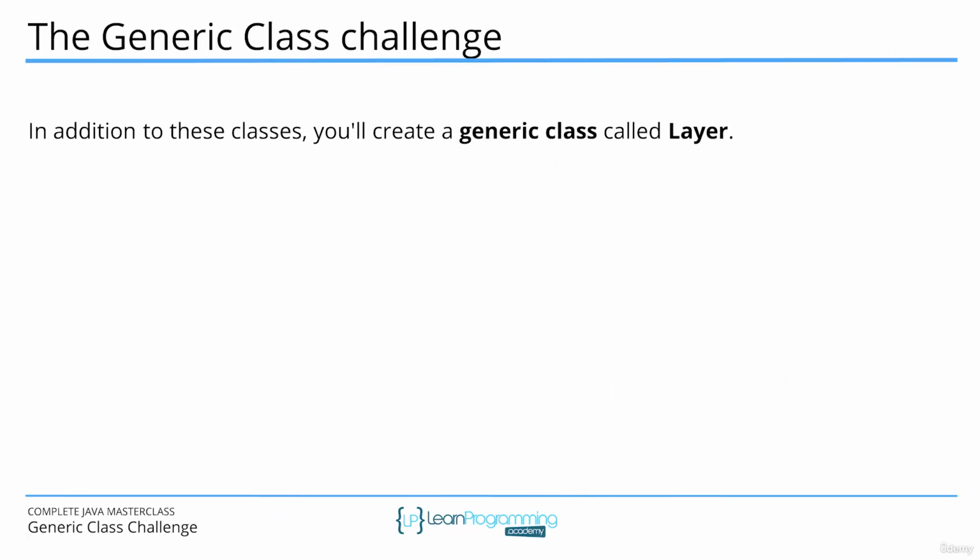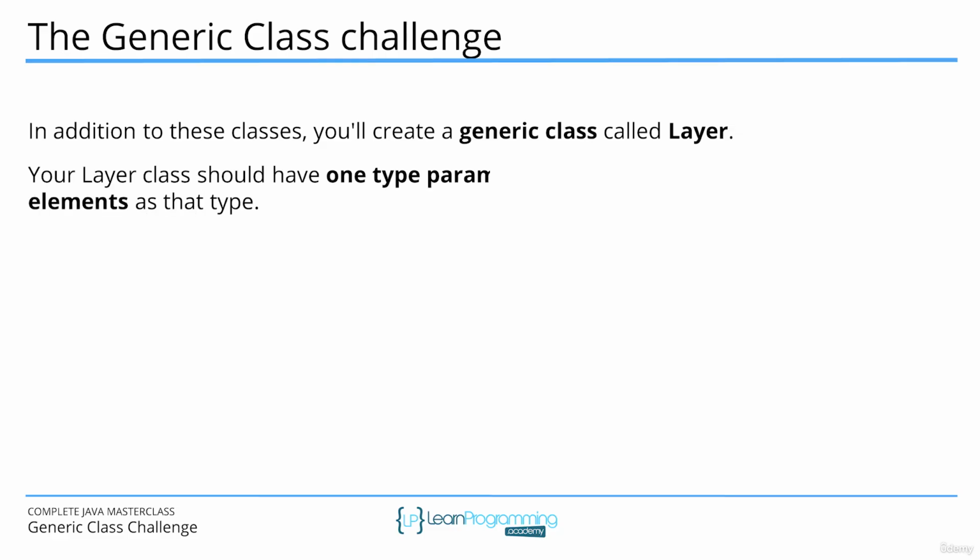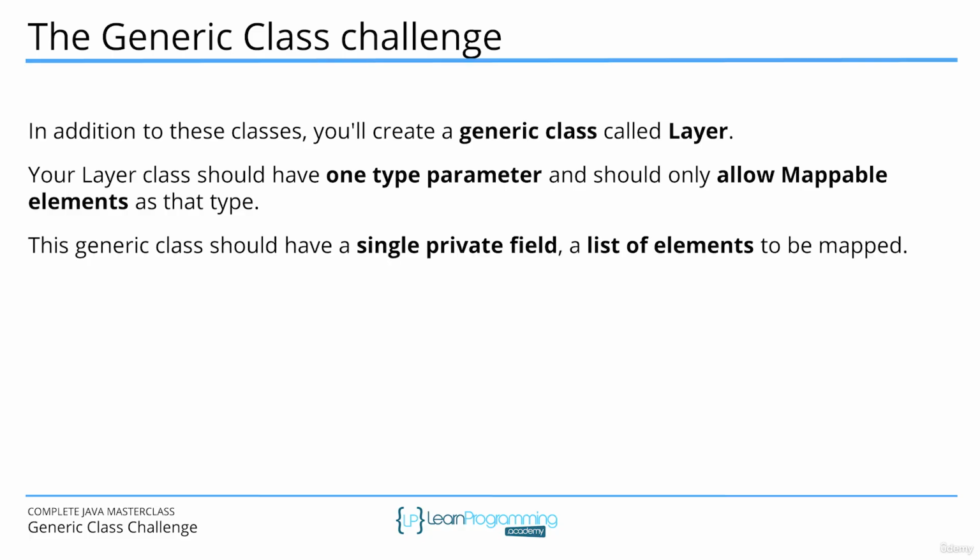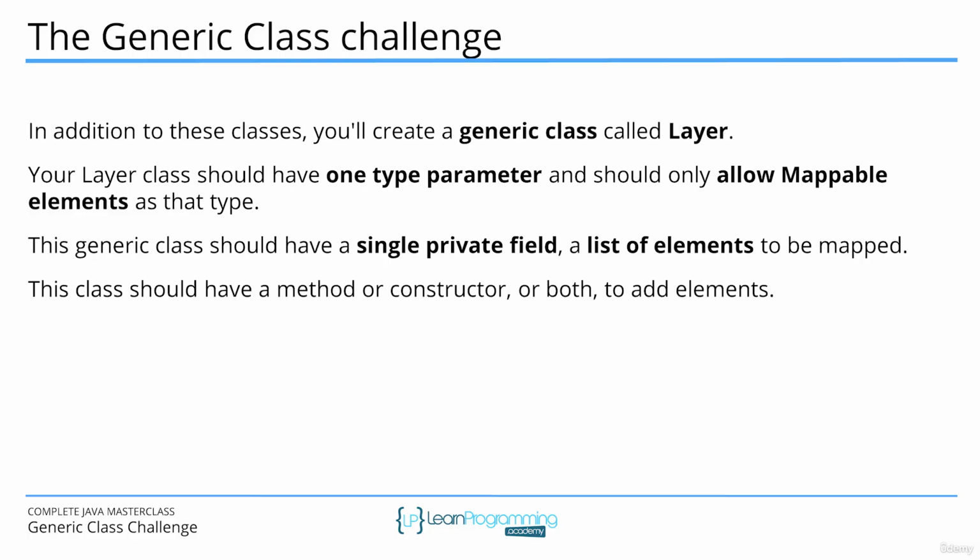In addition to these classes, you'll create a generic class called layer. Layers in maps represent a set of data which can be layered on top of one another to present many different sets of data on a single map. Your layer class should have one type parameter and should only allow mappable elements as that type. This generic class should have a single private field, a list of elements to be mapped. This class should have a method or constructor, or both, to add elements.